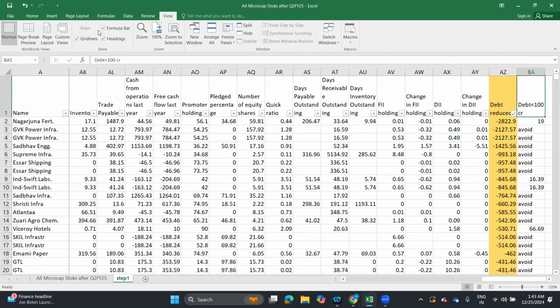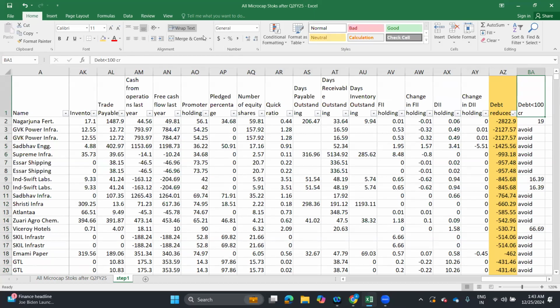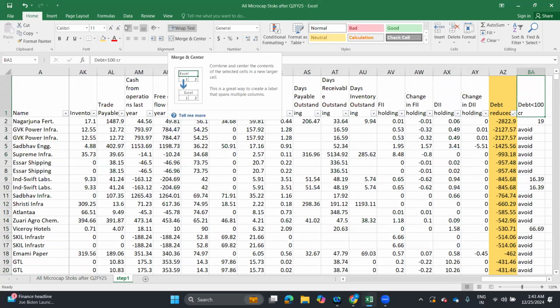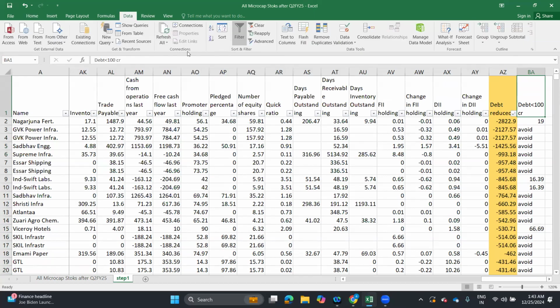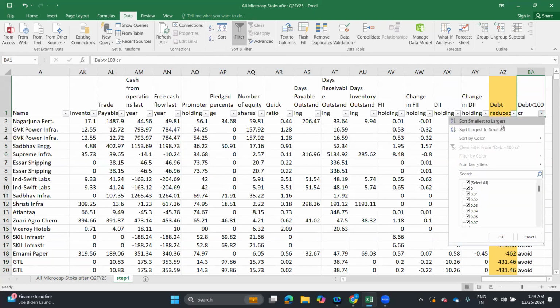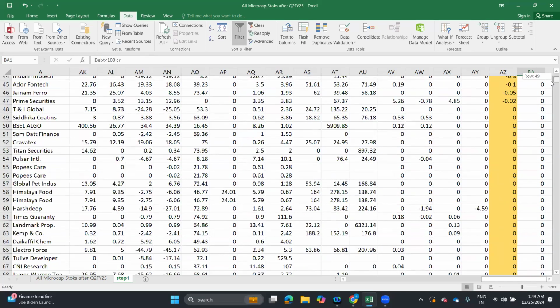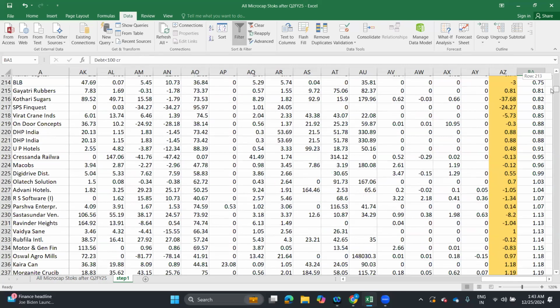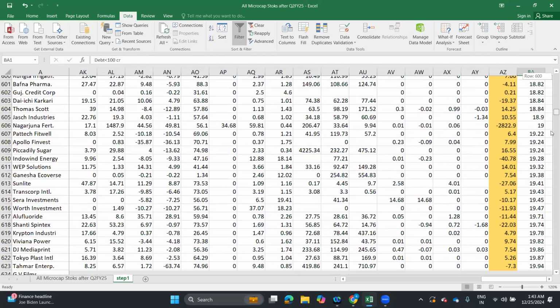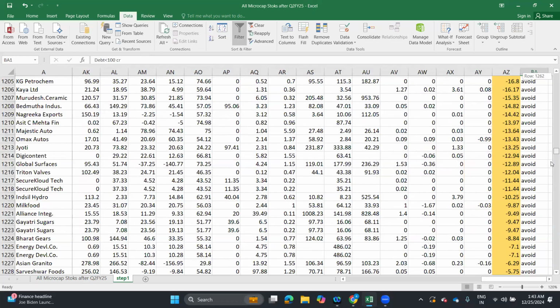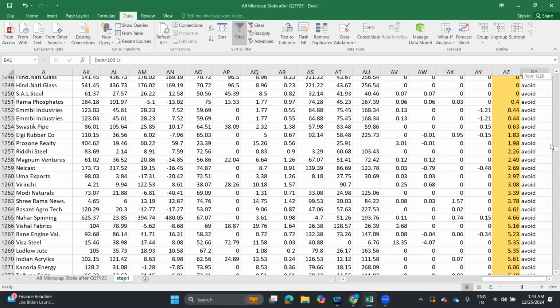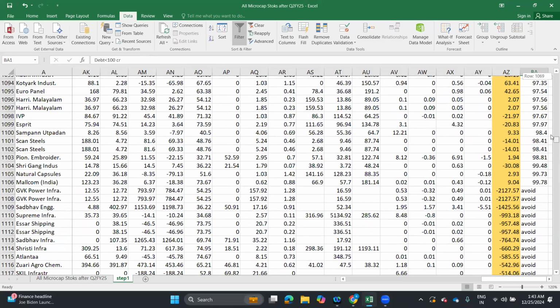Okay, now let me filter this data, unfilter and filter, because this last one was not filtered. Now what I'm doing, I'm just showing smallest to largest, no problem. Okay. So this is the list of companies where debt has been reduced quite a lot. So that avoid list can be avoided.